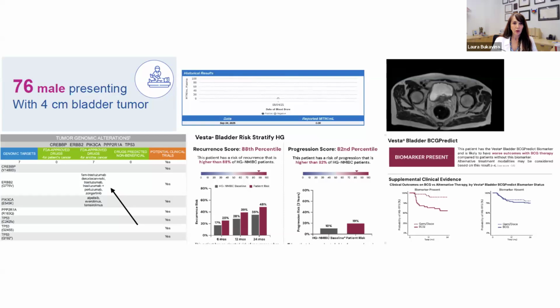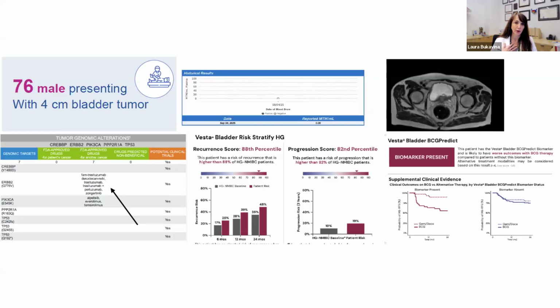This is an example of one of my patients who was TA high grade. By definition, depending on which definition you look at, he's either intermediate risk by AUA or high risk by EAU, with TA high grade and a tumor over 4 centimeters, so a high risk patient by either criteria. But this patient got a ctDNA test right off the bat, which was negative. He got a Vesta AI predictor test, which showed him to be incredibly high risk, more so than you would expect: 88th percentile for recurrence and 82nd percentile for progression. So this helps us to have that discussion.